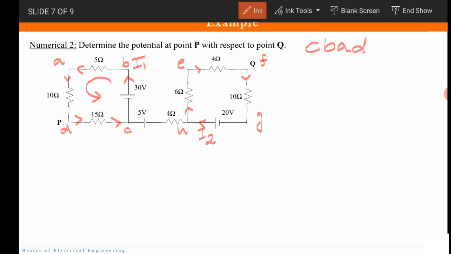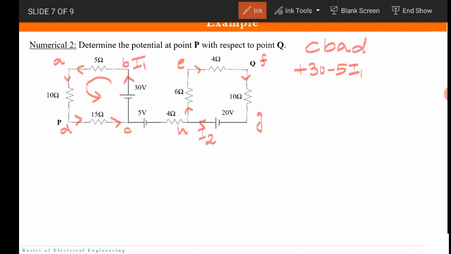Correct? So the 30 volts power supply, we are moving from C to B and the direction of the power supply is also negative to positive, so we have to take it to be positive. So plus 30. Then C, B, A. We are moving from B to A, right to left, and the current is also flowing in the same direction, so we have to take it to be negative. So the voltage drop is going to be minus 5I1.